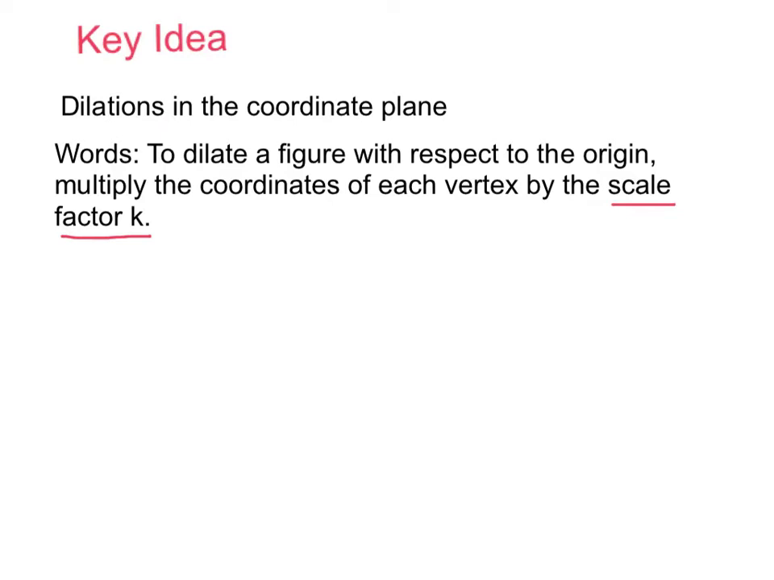We're going to put this in algebra now. We already talked about words, now we're going to do algebra. Here is algebra. We are going to take the coordinates, x comma y, of each vertex of your shape. And then you're going to multiply each of these coordinates by k, which is the scale factor. So k times x and k times y.